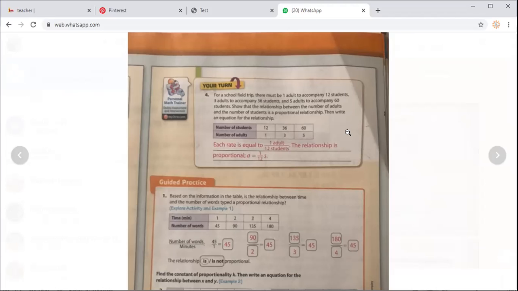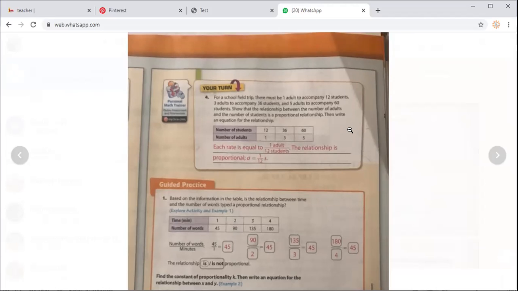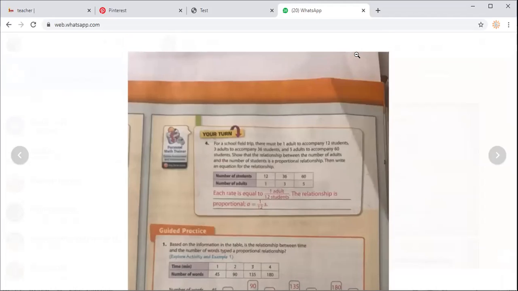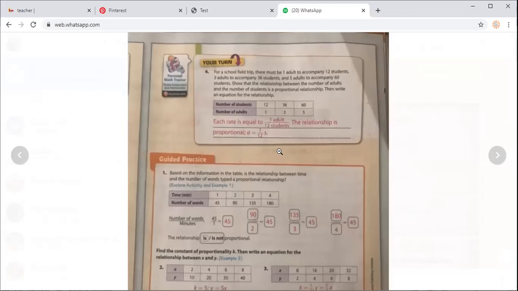So sometimes we have a story problem and we have a table and we want to know if this relation represents a proportional or not. This page, you will find it in your book, page 128, and this is the model answer in front of you. I'm going to post it in the assessment folder. For the first question, for a school field trip, there must be one adult to accompany 12 students, three adults to accompany 36 students, and five adults to accompany 60 students.